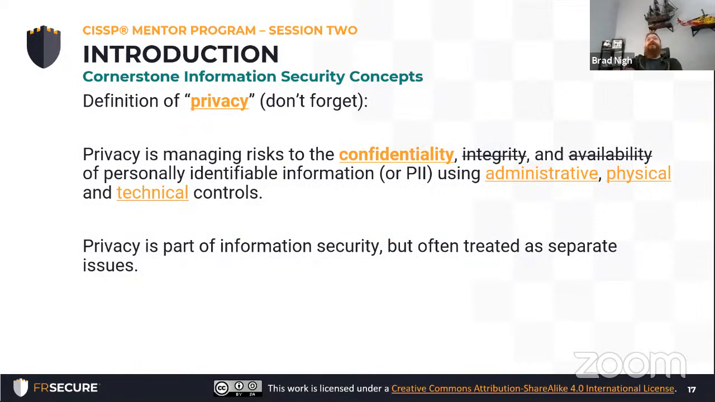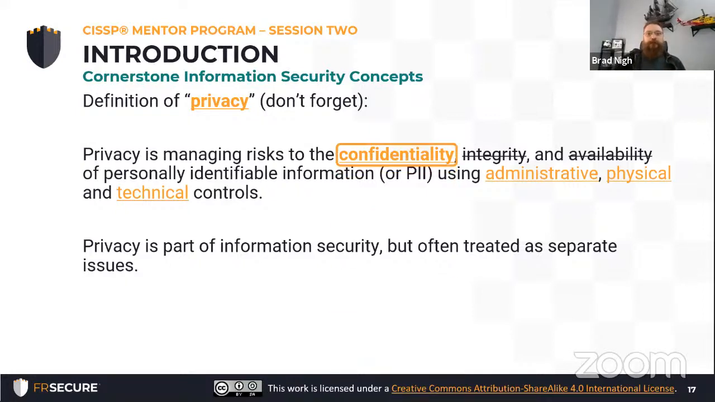Okay, so definition of privacy, very close to information security, but it's not the same, right? Privacy is managing the risk to the confidentiality of personally identifiable information. It's not worried about the other two legs of the stool. So it's a little bit more prescriptive. But it does use those administrative, physical, and technical controls.